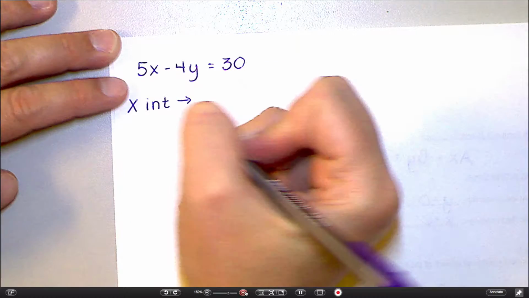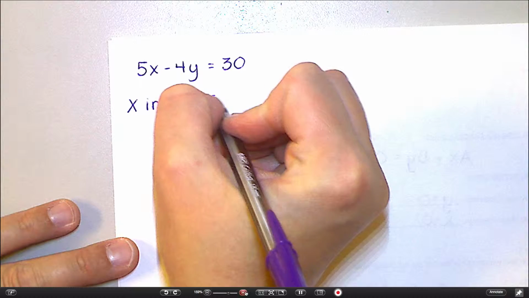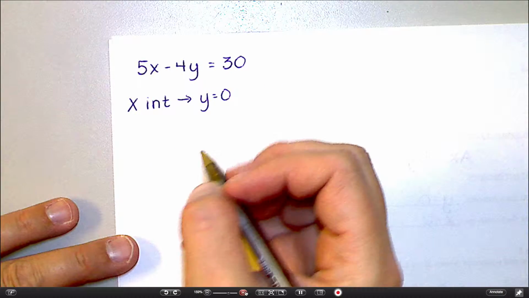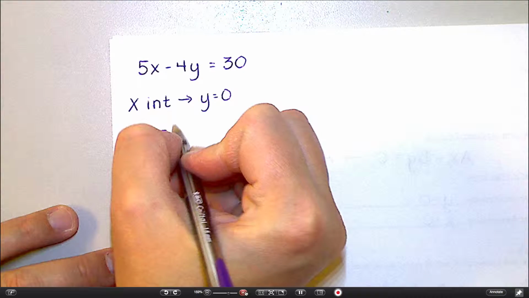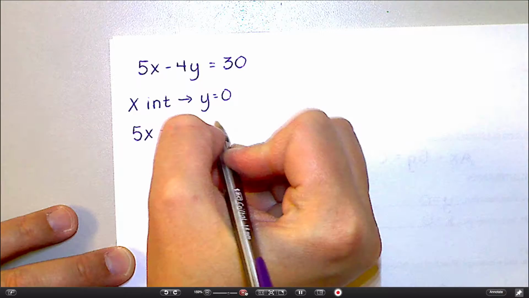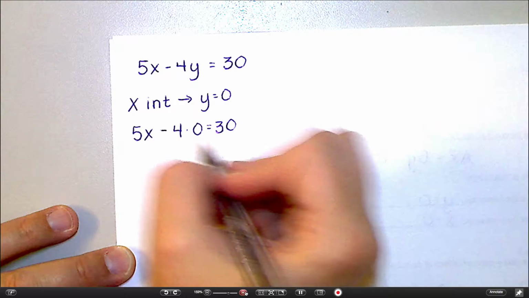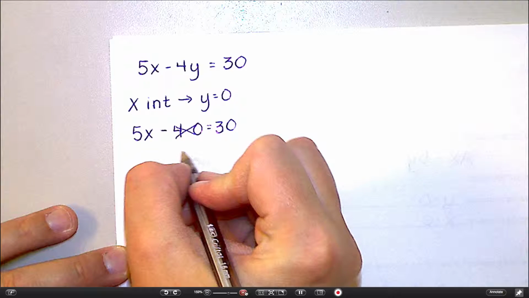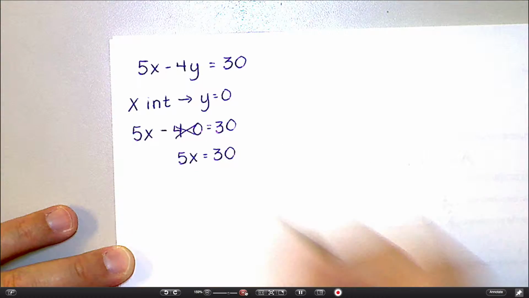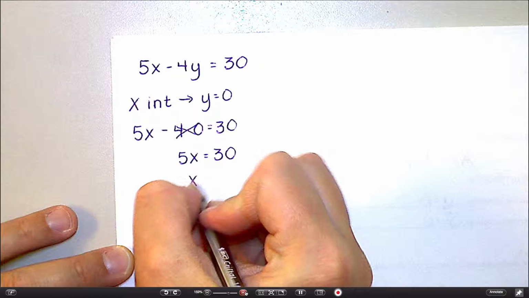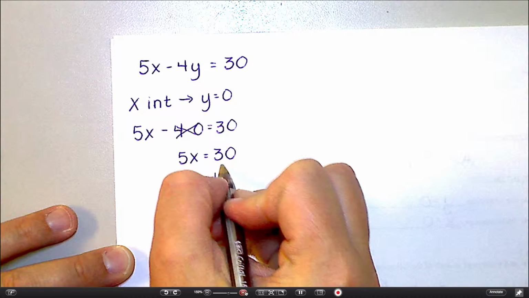At the x-intercept, what do I know? Y equals 0. That's right. At the x-intercept, y equals 0. So I'm going to plug in a 0 for y. 5x minus 4 times 0 equals 30. Well, then 4 times 0, I really don't need that, right? So that's gone. And so I end up with 5x equals 30. Divide by 5, and I end up with x equals 6. Yep. So my x-intercept is a 6.